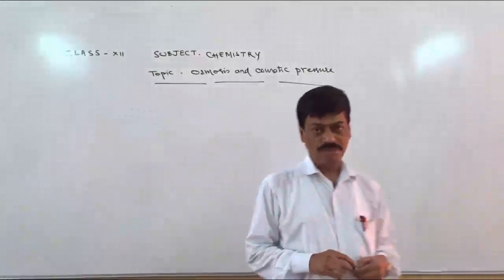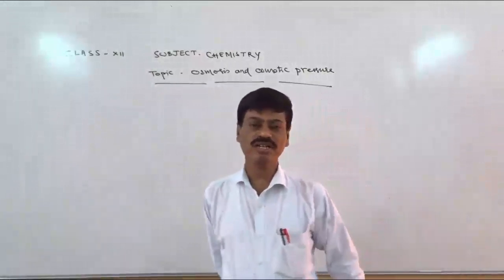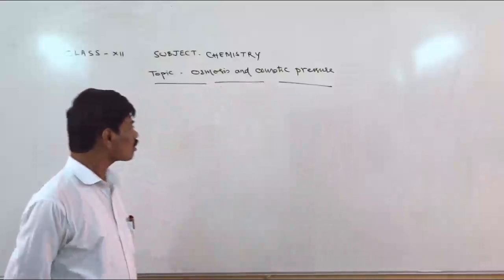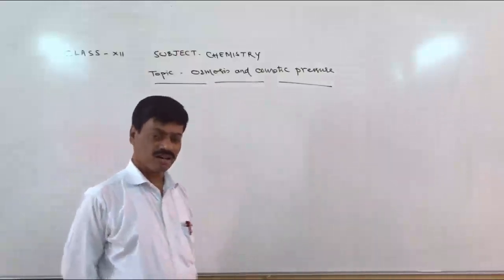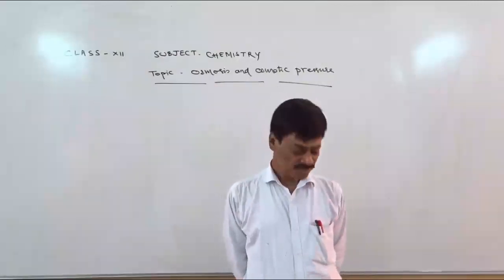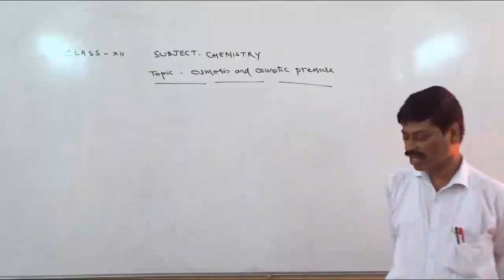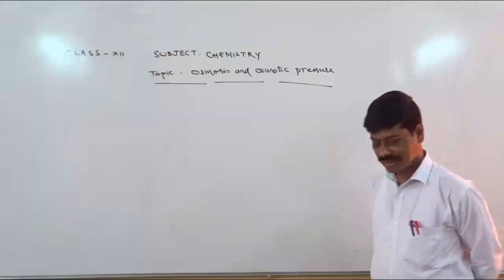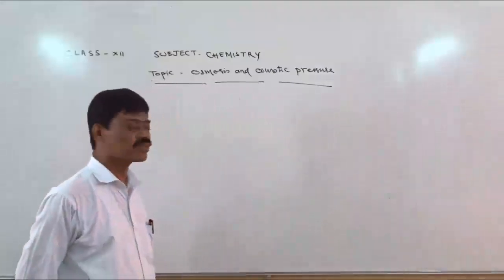Children, today's topic is the fourth colligative property, that is osmotic pressure. To understand osmotic pressure, knowledge of osmosis is required. What is meant by osmosis and how is it related to osmotic pressure? What is the application of osmotic pressure? And finally, this topic ends with a sample numerical. These four things we are going to discuss.